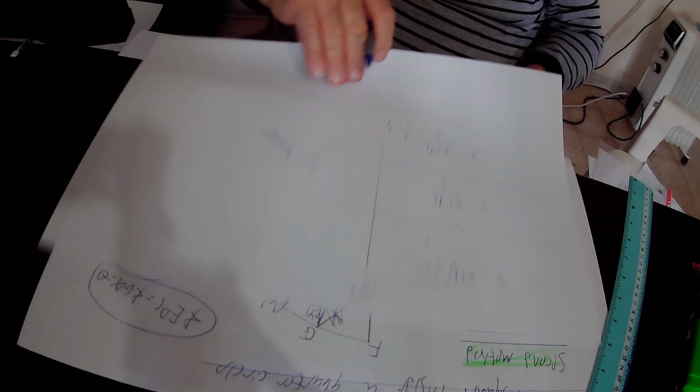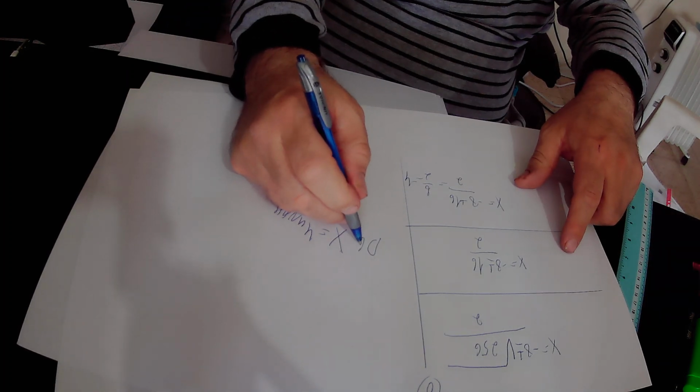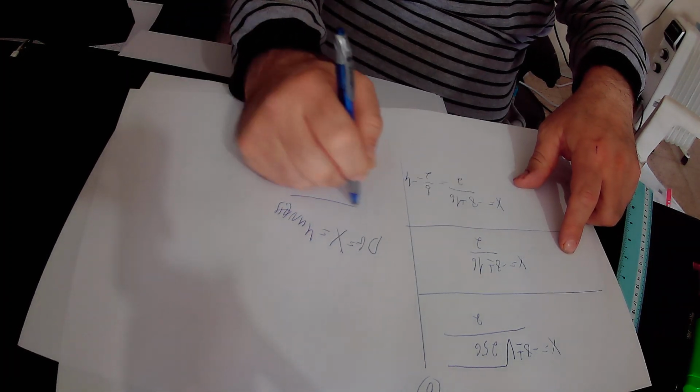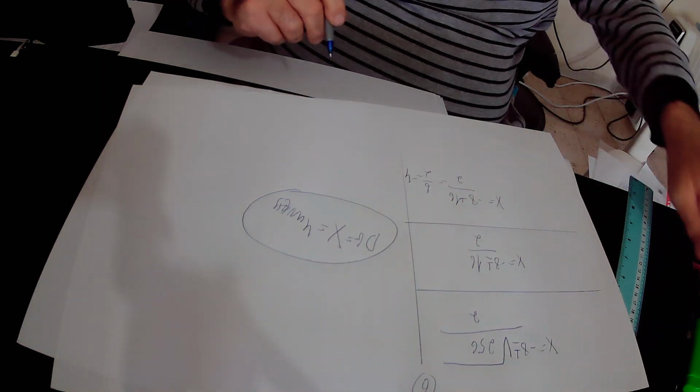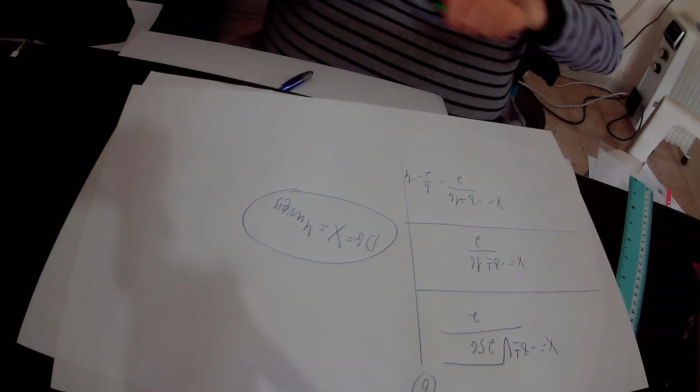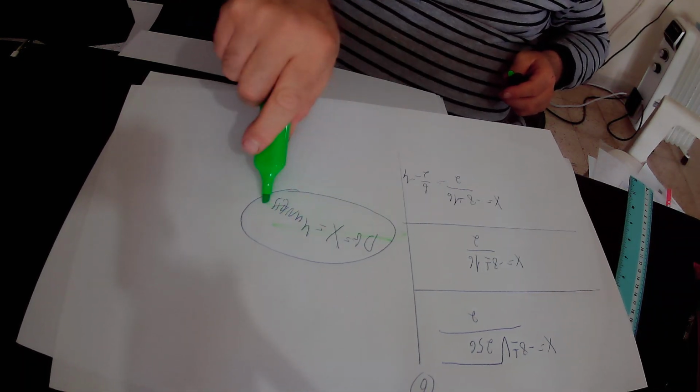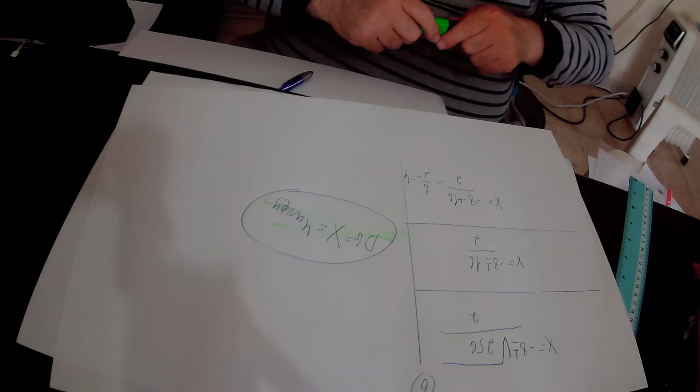X is the length of this line DG. So DG is equal to x, which is equal to 4 units in length. We finish with the second method. In the next step, I'll summarize the lecture. We start with the first method, of course.